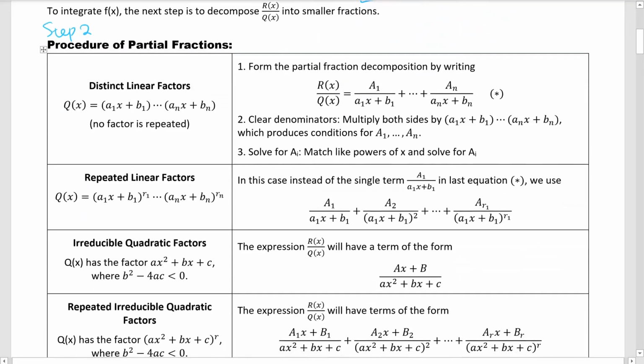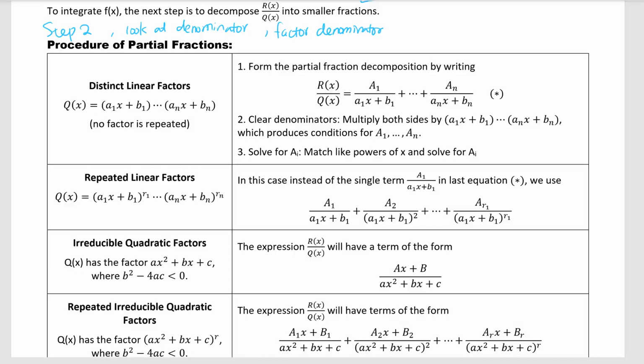Okay, so step 2, look at the denominators, and we want to factor the denominator completely. Okay, and then depending on the types of factors, we can separate into 4 cases. The first case, when we have distinct linear factors.